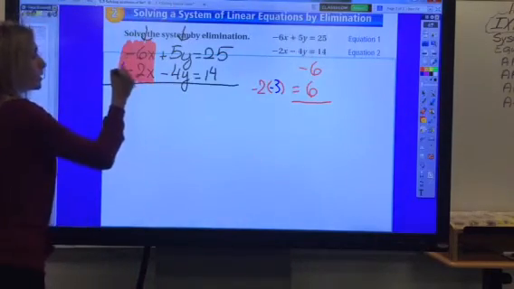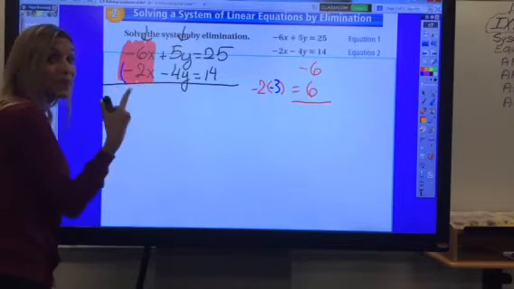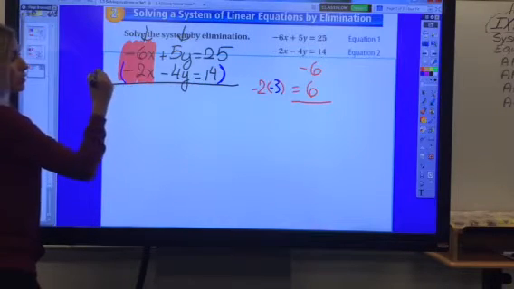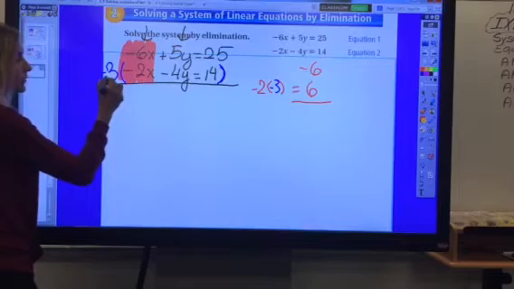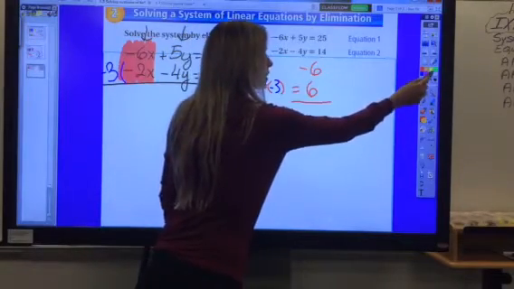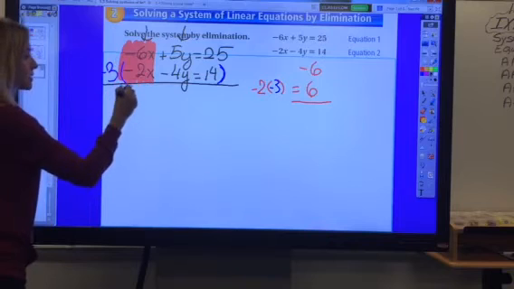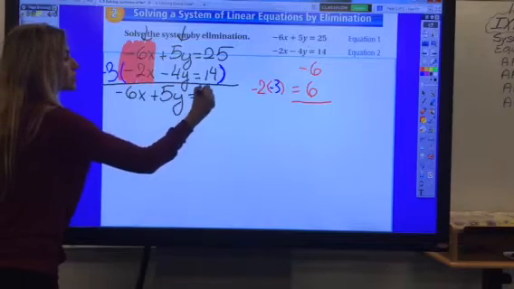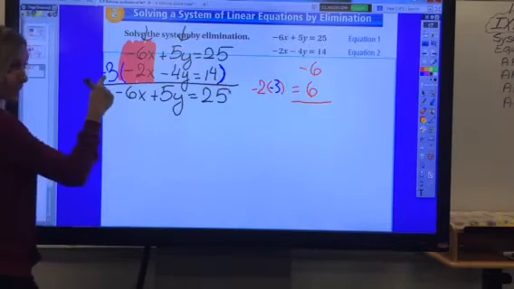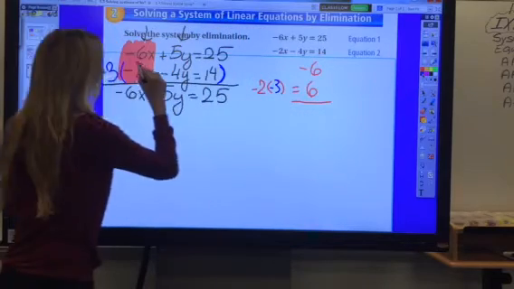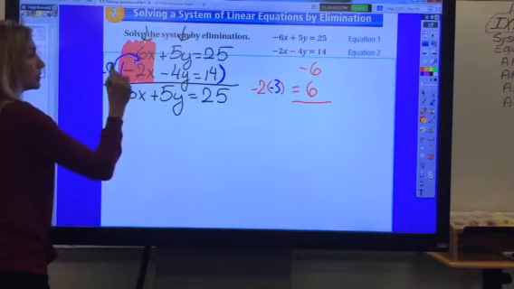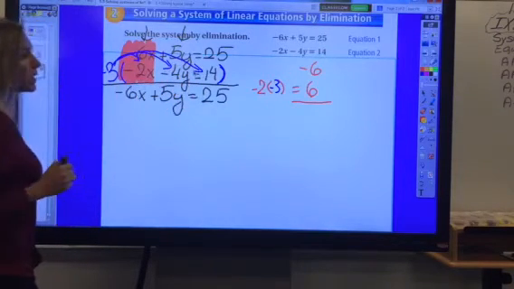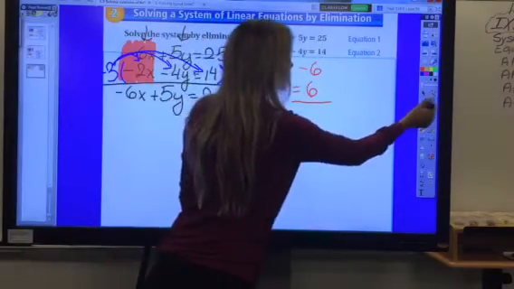So let's do that. If I multiply one term by something, I have to multiply every single number in that equation by the same number, right? So everything in here will get multiplied by negative 3. I will rewrite the first equation, negative 6x plus 5y equals 25. The second equation, now I'm going to apply distributive property, right? The negative 3 will multiply the negative 2x. It will multiply the negative 4y, as well as will multiply the 14. So let's go.